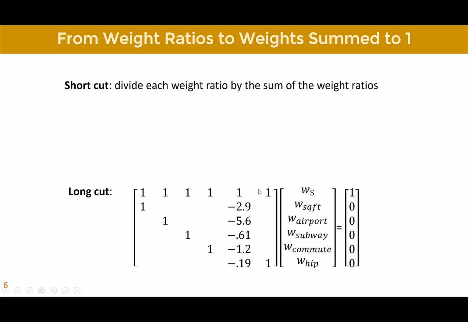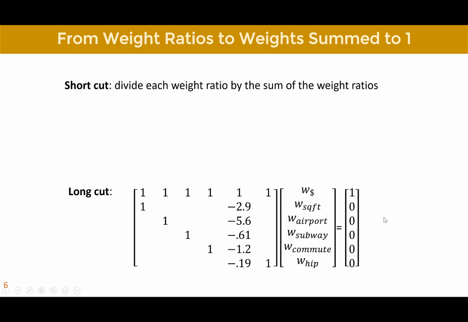And here you can see the 6 equations. The first one is that if you sum up all of the weights, it equals 1. The next equation is just the equation you get from the first weight ratio, that the weight of dollars per the weight of commute time equals 2.9. So that means the weight of dollars minus 2.9 times the weight of commute equals 0.